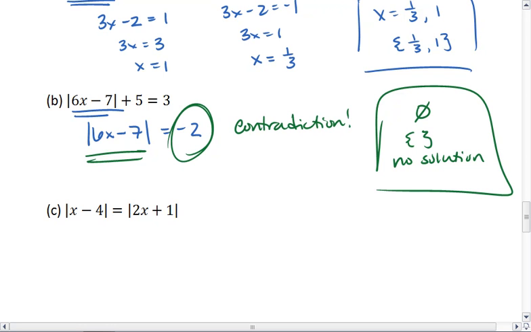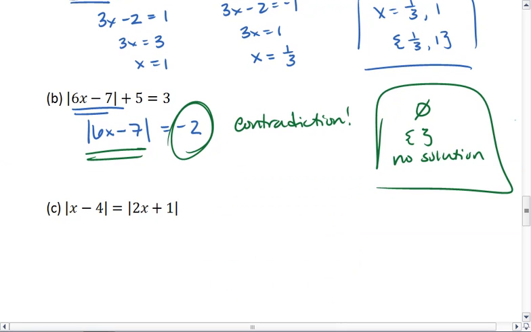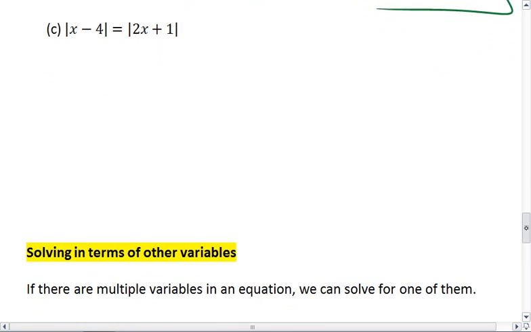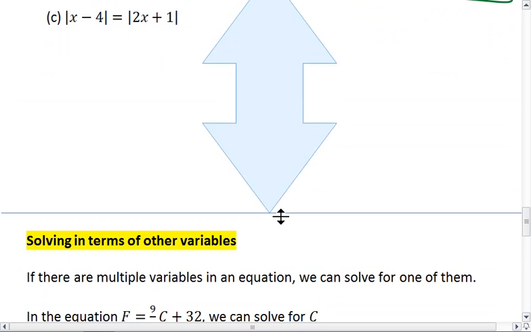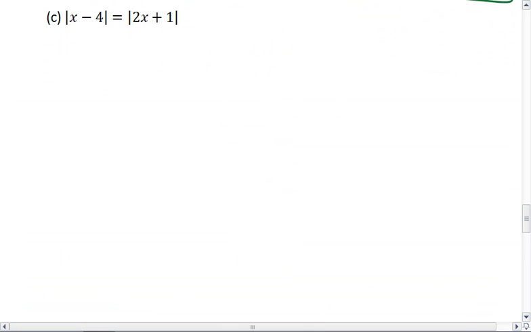For our last example, example C, we have two absolute values here on either side. So we're actually going to take a moment to really look at this. This means that plus or minus x plus minus 4 equals plus or minus 2x plus 1. So let's play with this.